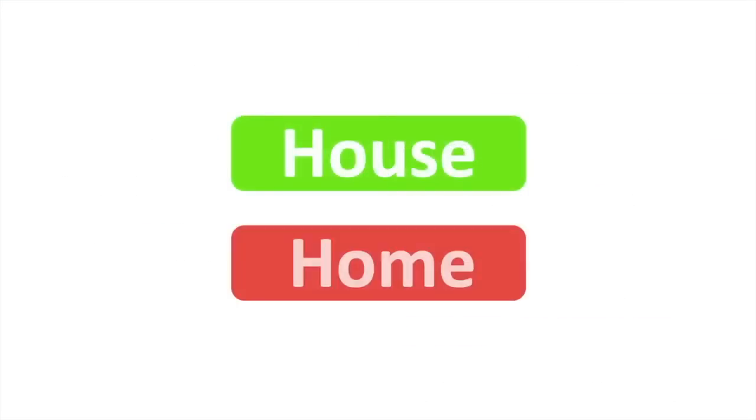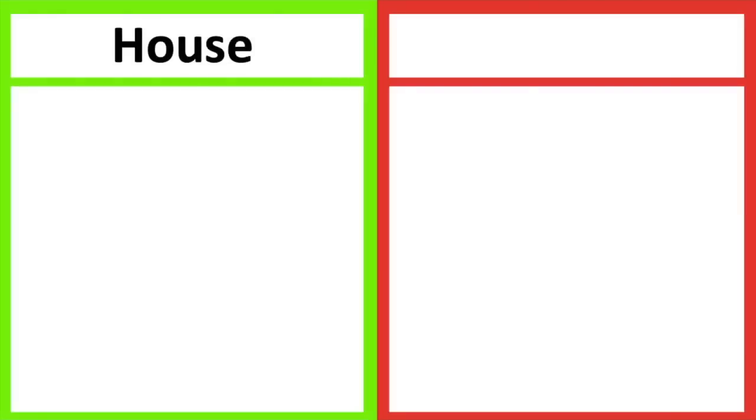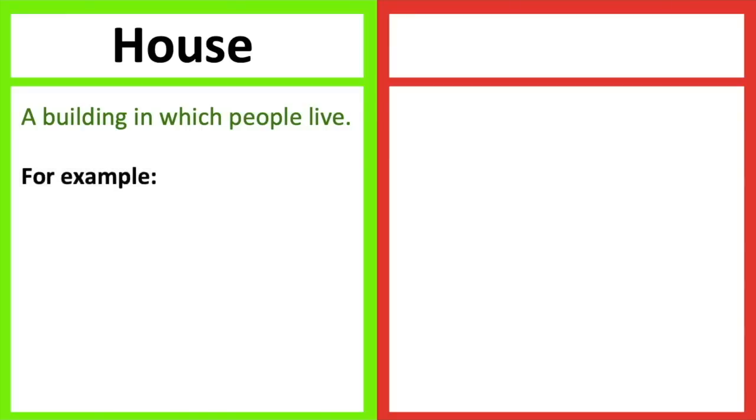House, home. House refers to a building in which people live. Even if no one is living in the house, it's still called a house because the sole focus here is the physical building. For example, I bought a house last month. Here I'm talking about the building that I bought.